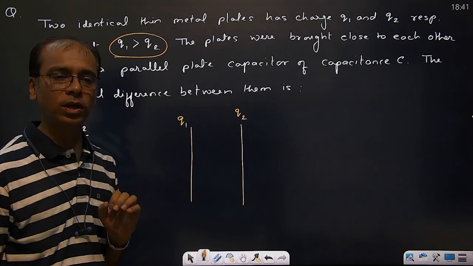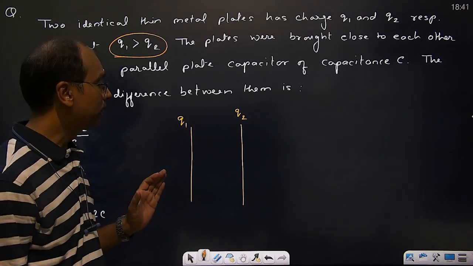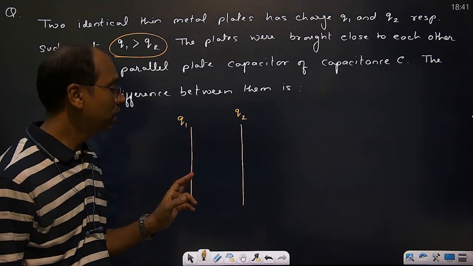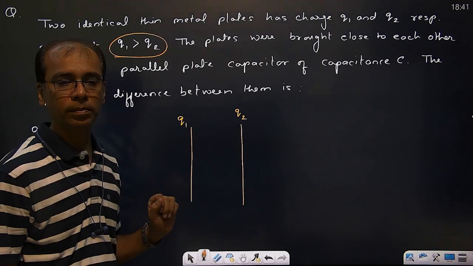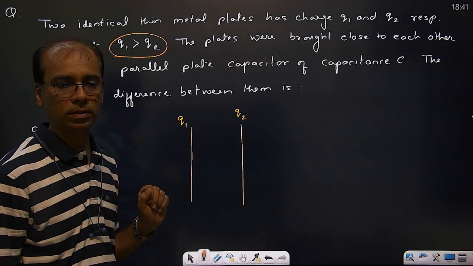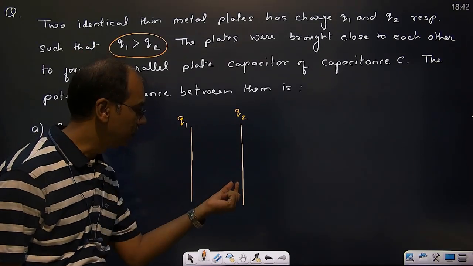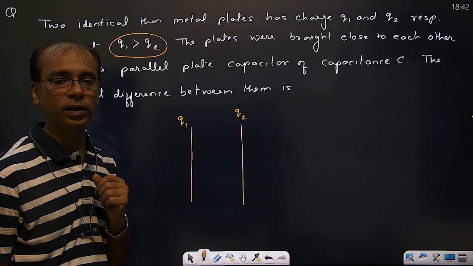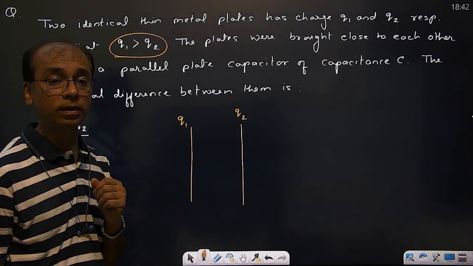Now in a capacitor, what have we learned? We have learned that the charges on the two plates, particularly on the inside, will be equal and opposite. Here will be positive charge, here will be negative charge. But here Q1 and Q2 are given. Now how to find it? We have learned it.